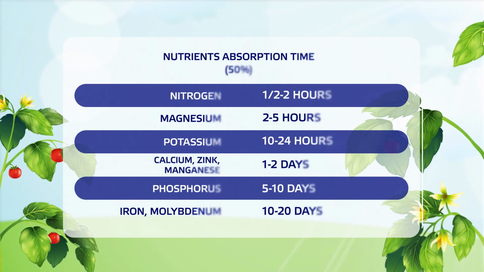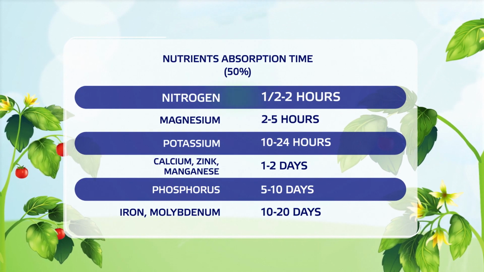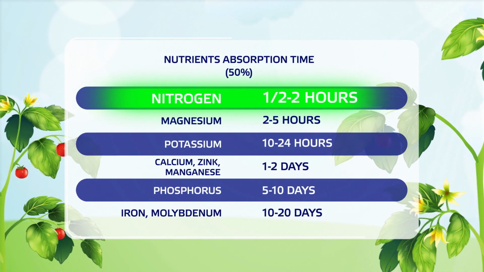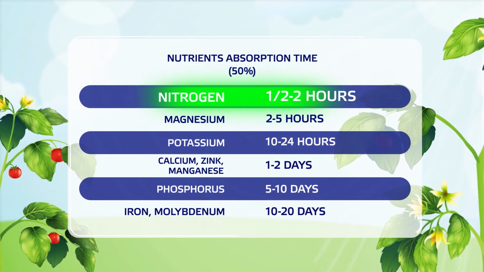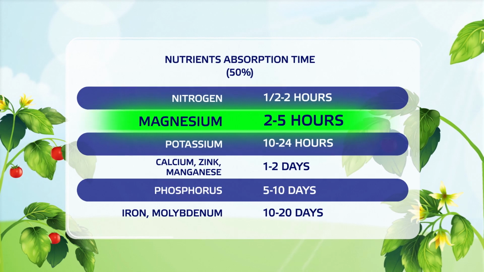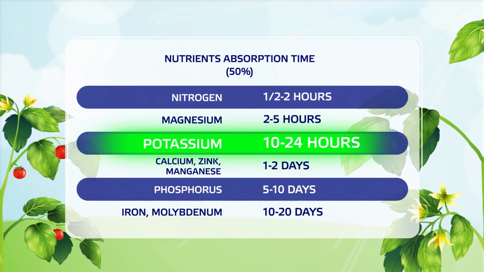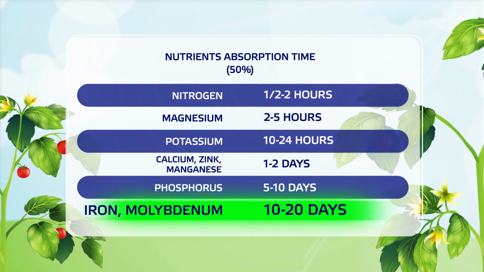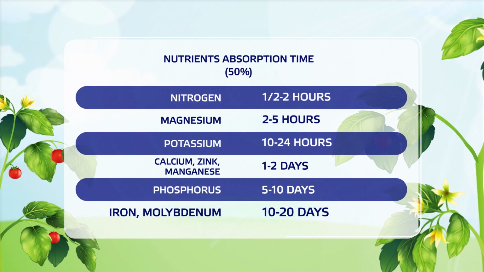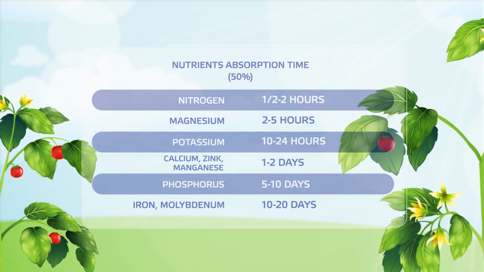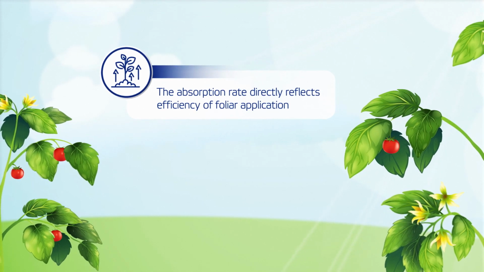Nutrients in the form of anions and cations are absorbed by foliage at different rates. For example, 50% of amide nitrogen enters a leaf within a period of 30 minutes to 2 hours. Absorption of magnesium cations takes 2 to 5 hours, of potassium from 10 to 24 hours, while ions of micronutrients like iron or molybdenum are absorbed within 10 to 20 days. Accordingly, the absorption rate directly reflects efficiency of foliar application.